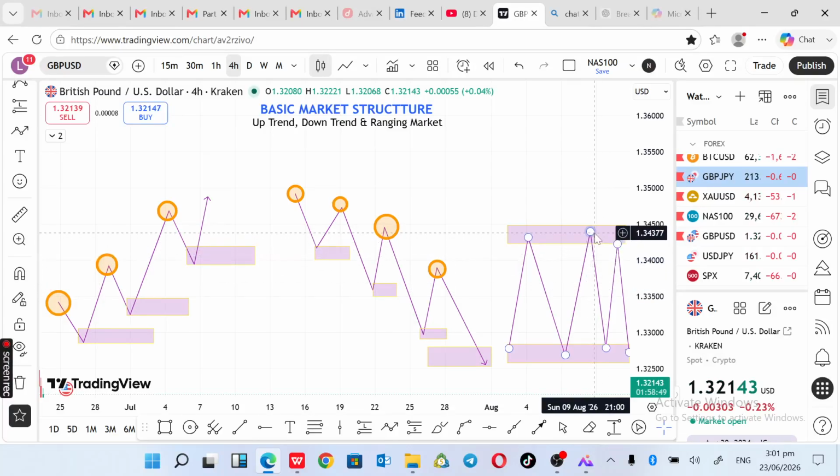Instead, what did it do? It created a high. Okay, maybe it has changed to an uptrend. Now we expect that it will come down and not go lower than this, which it did. So what's next is to create a new high, right? Instead, what did it do?